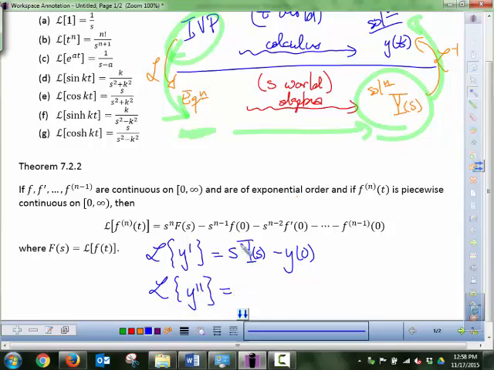And I don't know how many, what our highest order will be doing, but when n is equal to 2, that's the second derivative. You have s squared times the function that you're looking for, minus 1 down from the power. So it'll just be s to the first power times the original function, minus 1 times the derivative.